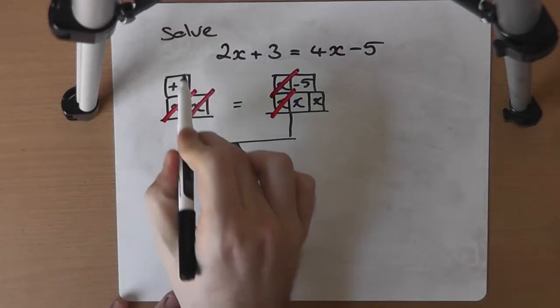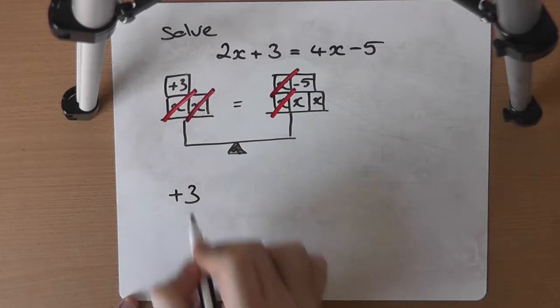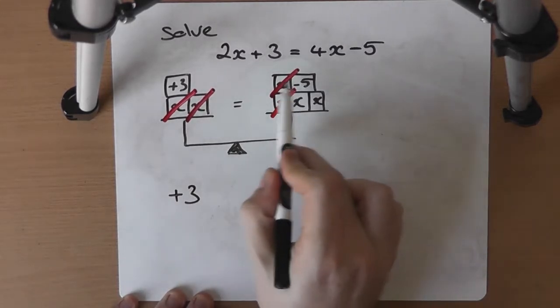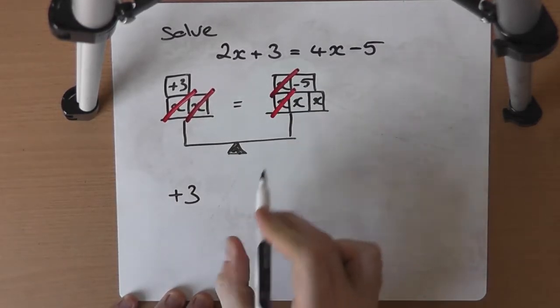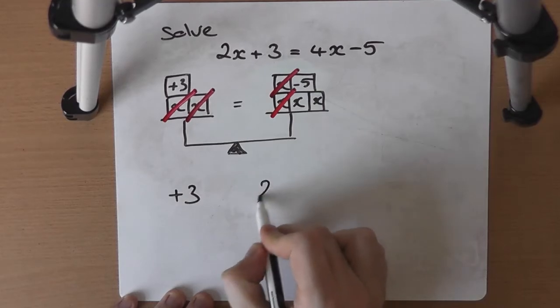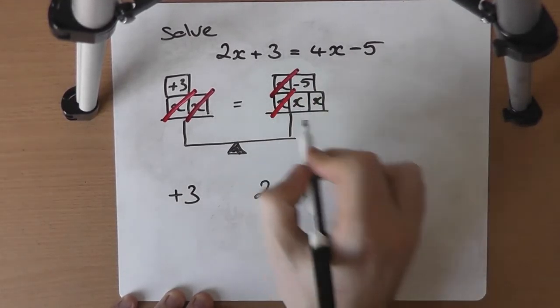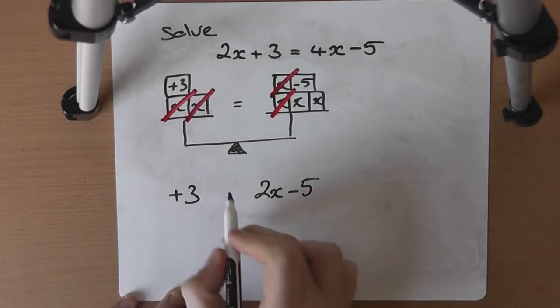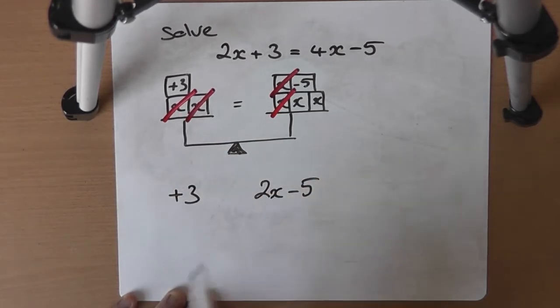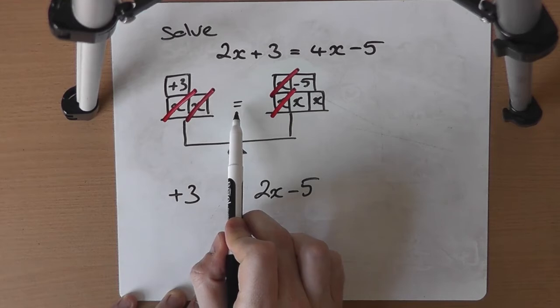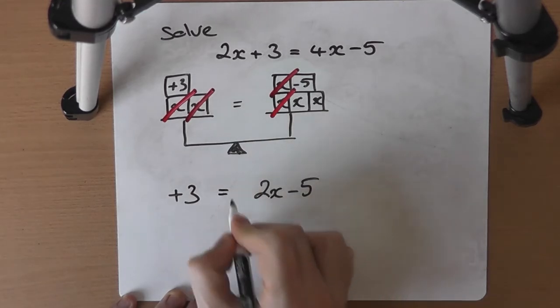So on this left-hand side, we've just got a plus 3 there. And on this side over here, we have got 2 x's and we've got a minus 5. We are left with 2x minus 5 over here and plus 3 over here. And these two things are what? They are equal to each other. They are equal.